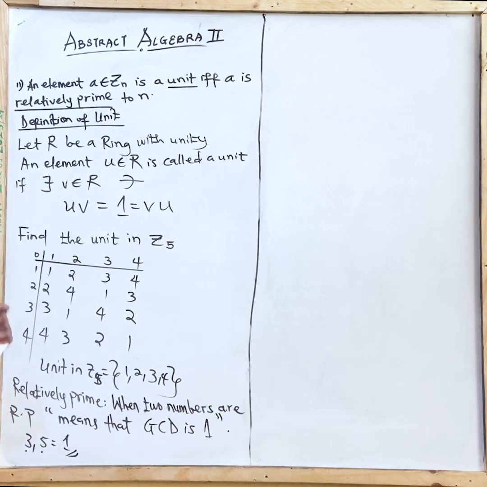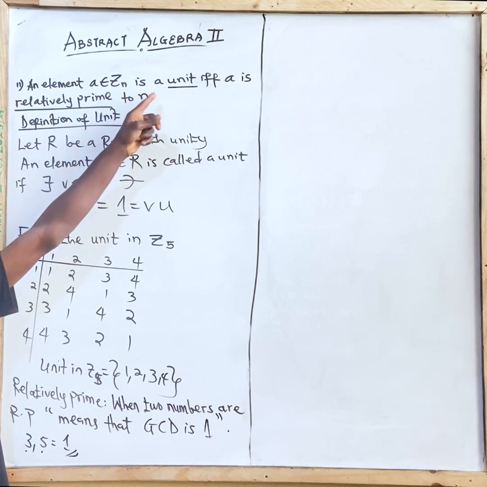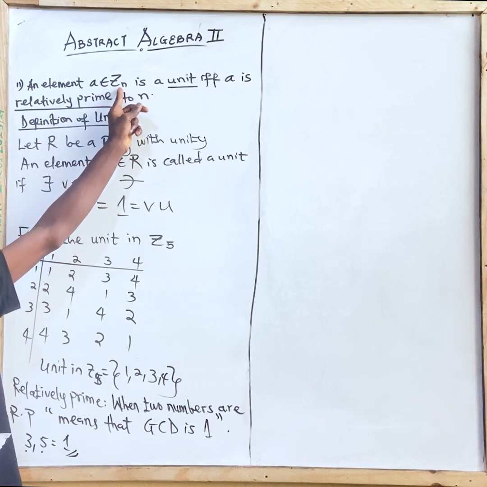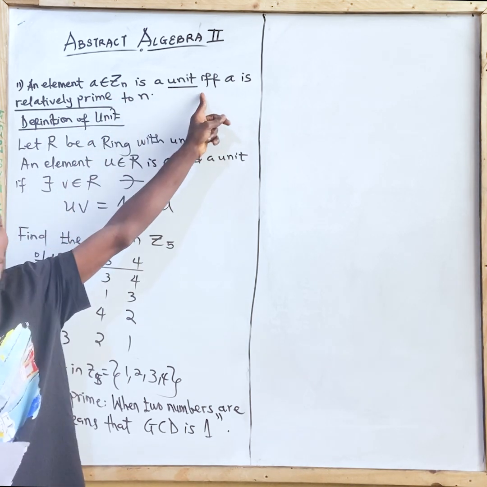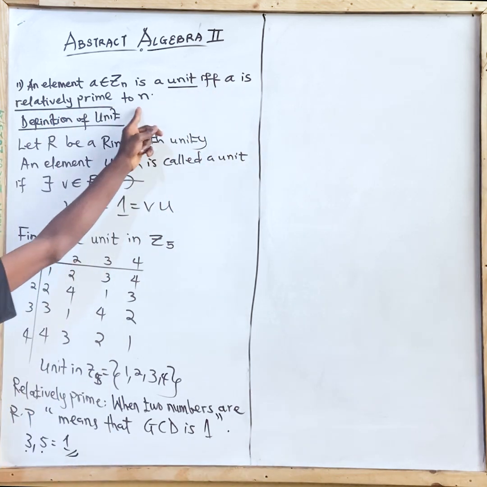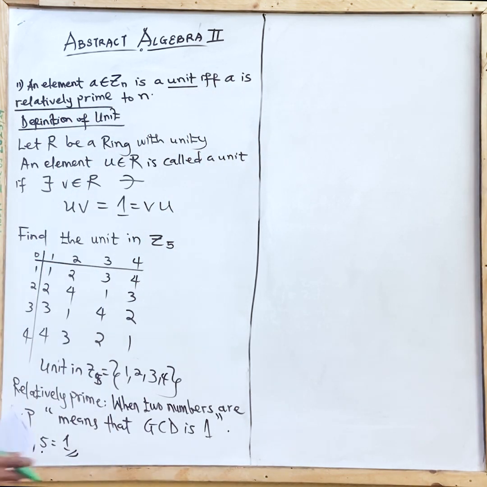So basically I've explained what we call a unit, and I've explained what they call relatively prime. Now this theorem is saying that if A is in Zn, A is a unit if and only if A is relatively prime to n. They're asking us to prove it. Now let's look at this and understand what it is saying. If you look at 1, 2, 3, and then 4.